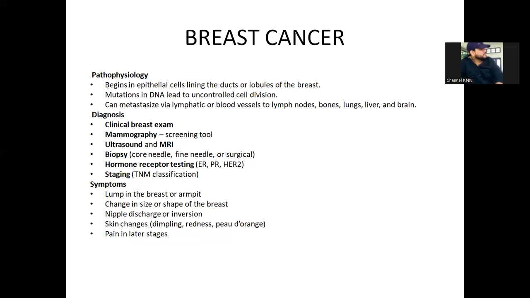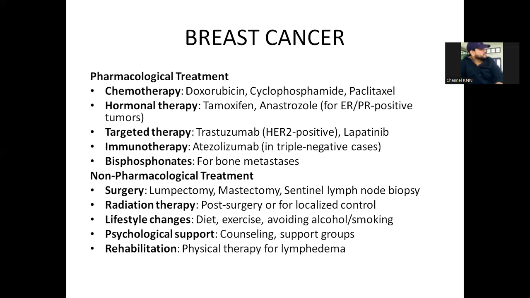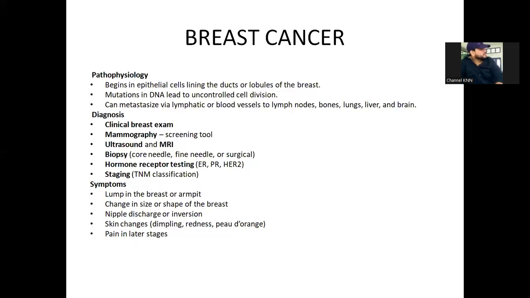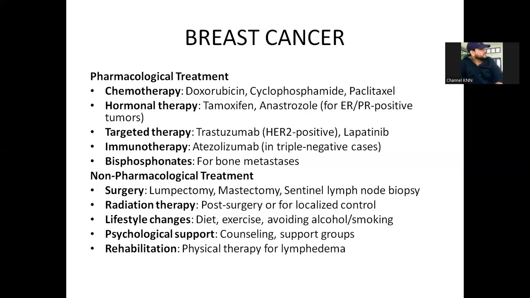That comes under TNM. And symptoms of breast cancer mainly involve a lump in the breast or armpit, a change in size or shape of the breast, nipple discharge or inversion of the nipple, and skin changes, which may be dimpling or redness at the spot, and pain in the later stages of cancer. These are the symptoms involved in breast cancer.